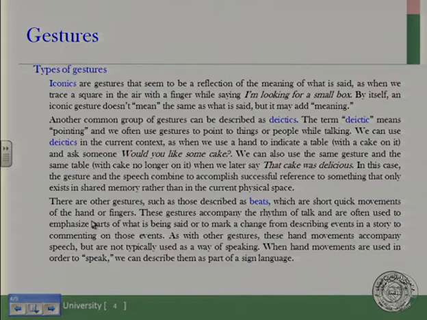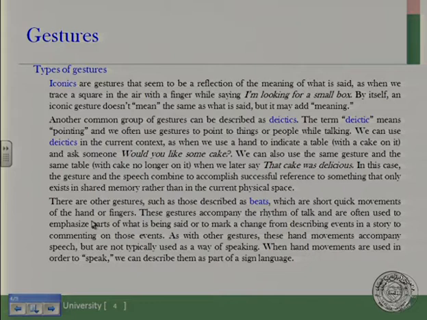Now, when we talk, we can also use deictics in the current context, as when we use a hand to indicate a table with a cake on it and ask someone, would you like some cake?